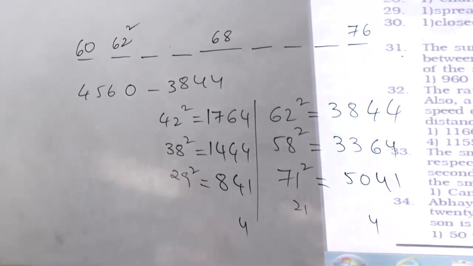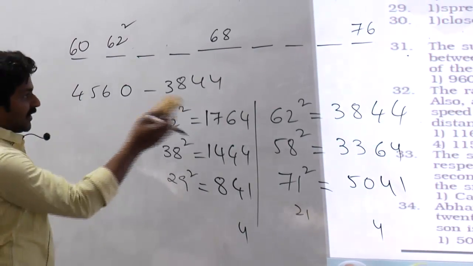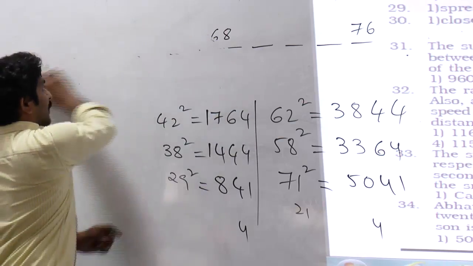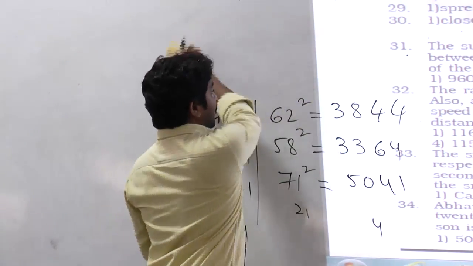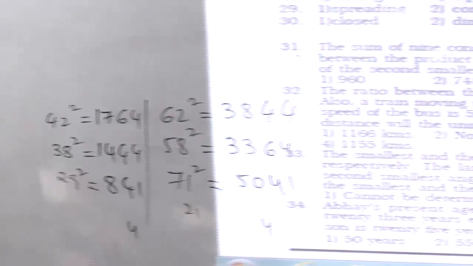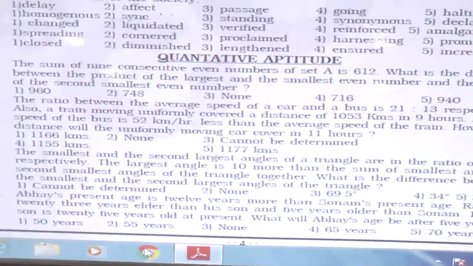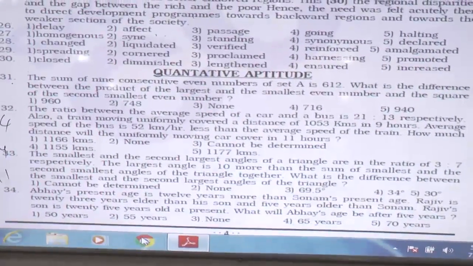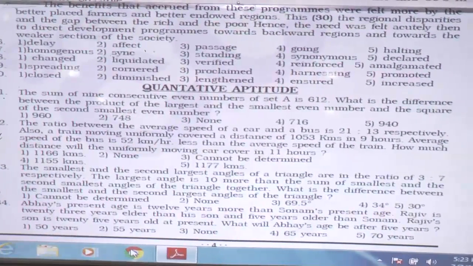Okay? Right. Fine. What is your answer? 716. 32. The ratio between the average speed of car and bus is 21:13. Also, the train moving uniformly covered a distance of 1053 kilometers in 9 hours. From this you can calculate train speed. How much is the speed of the train?